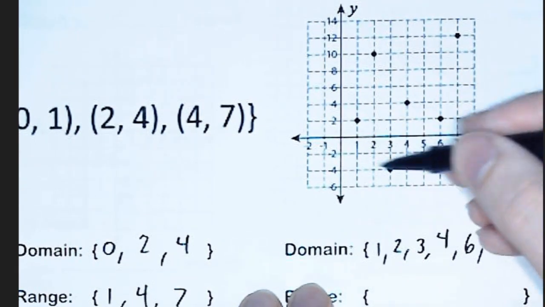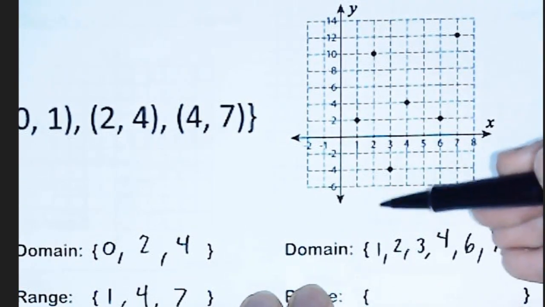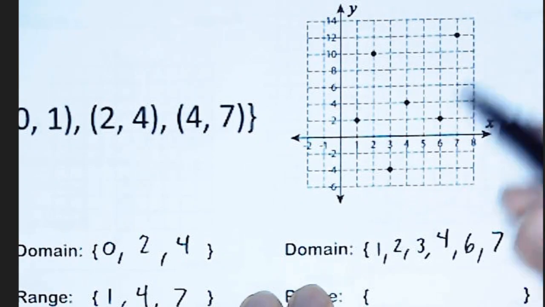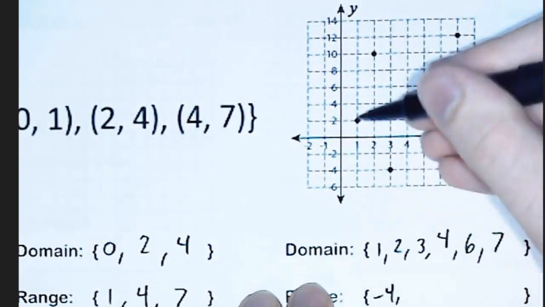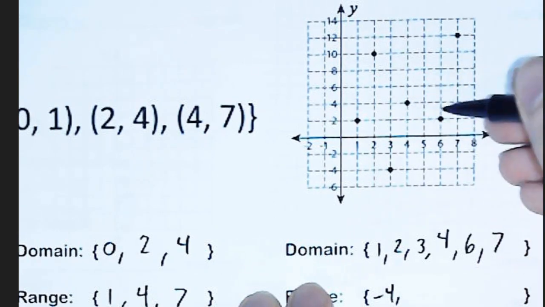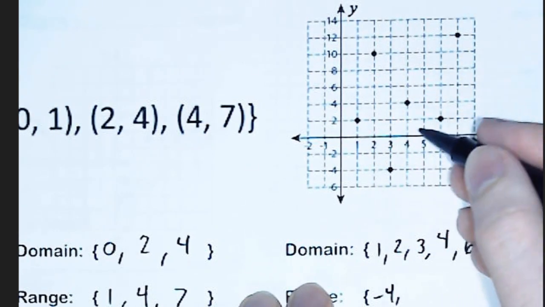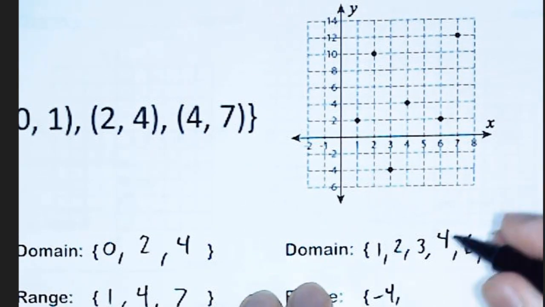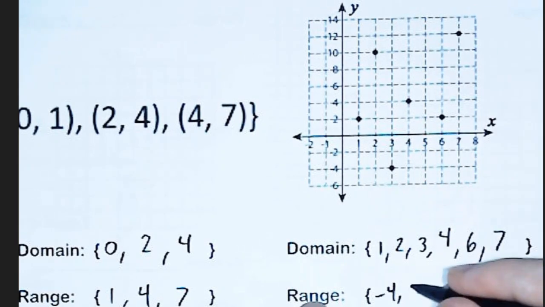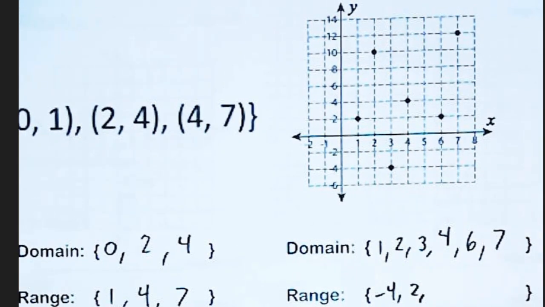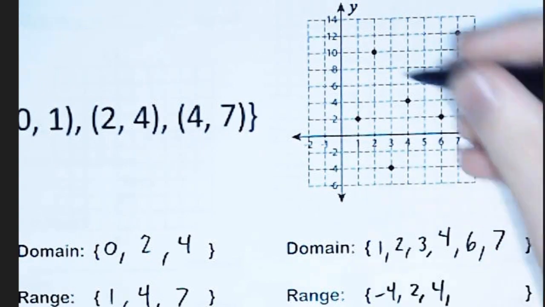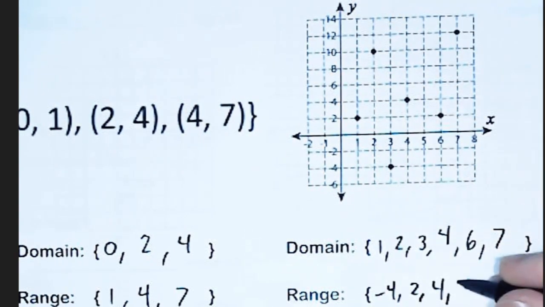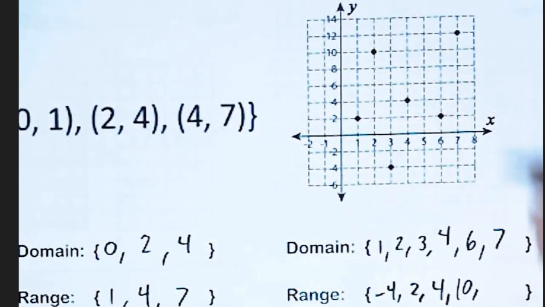Now for the range, we're going to go bottom to top because the lower y values are down here and the greater y values are up here. So, it starts at -4. Then the next y value is 2. There are 2 points with the y value of 2, but we only have to write it once because we don't want the values to repeat when we list them. Next is 4. Next is all the way up here at 10, and then we have one more up here at 12.